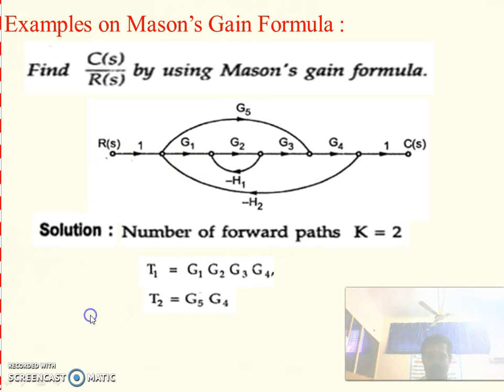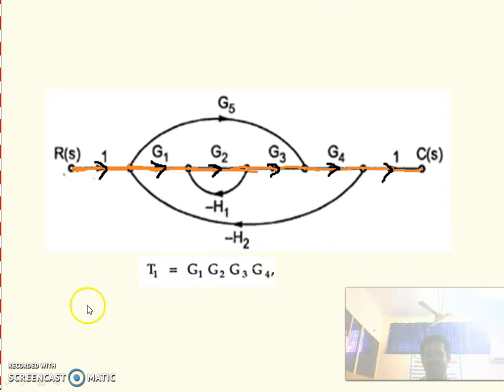So the first step is to find the number of forward paths. This is the signal flow graph. What is a forward path? A forward path is a path from the input node to the output node without crossing any node more than once. The step 1 is identifying the forward paths. So this is the first forward path.